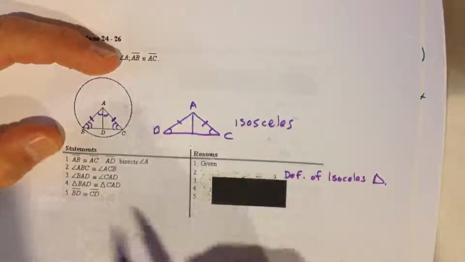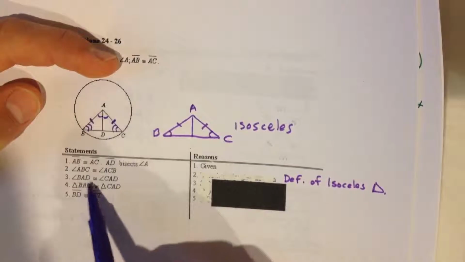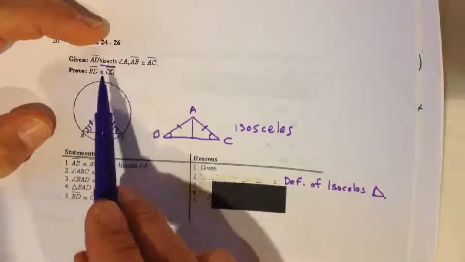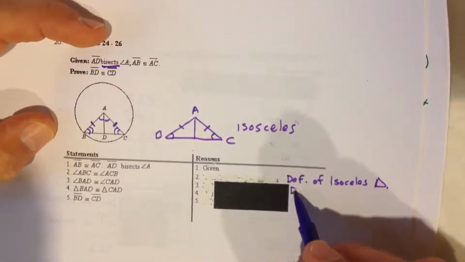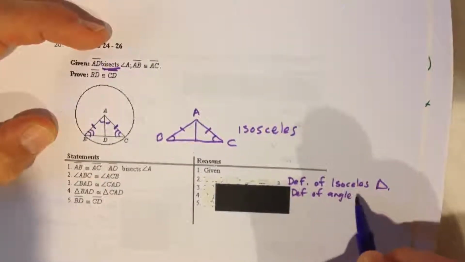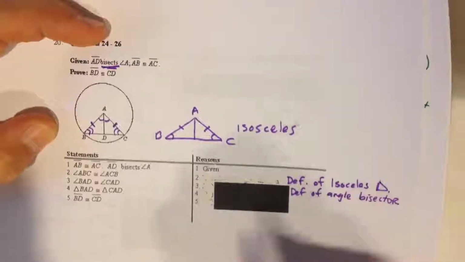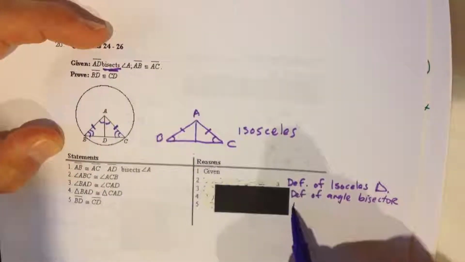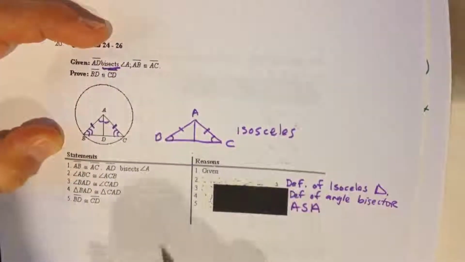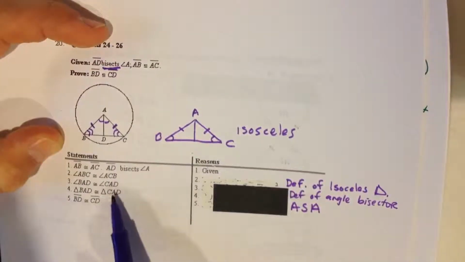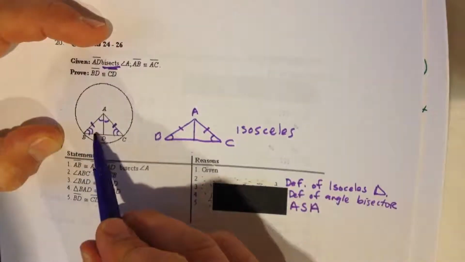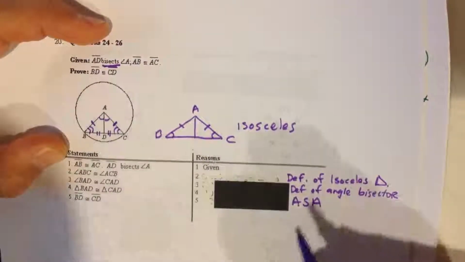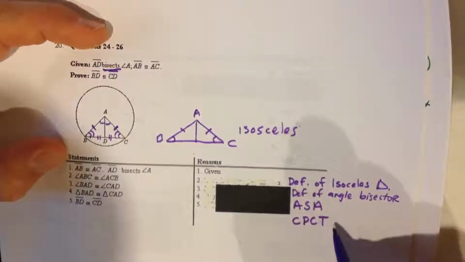Alright, number 3 says BAD is congruent to angle CAD. So I made those markings in the beginning, but how did I know that? It was because AD bisected. So I could say definition of angle bisector for number 3. Number 4, I think I have enough because I have angle side angle to prove congruency. So number 4's reasoning is angle side angle. And then what we just did in number 19, since I said that they're congruent, the rest of them are congruent. So what do we use for that? We use CPCTC.